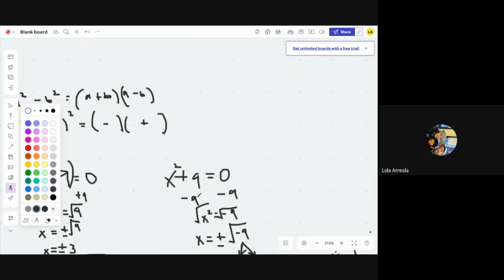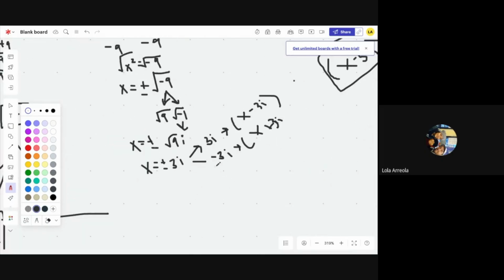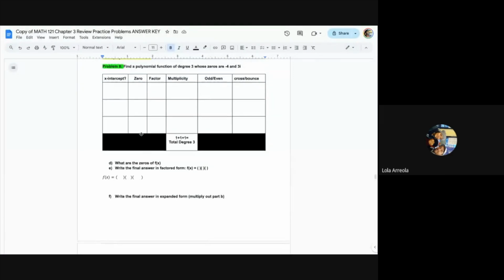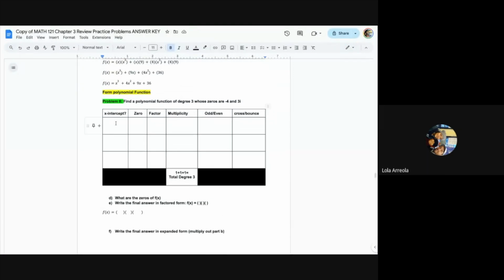X squared plus 9 gives me factors that have i's. So keeping that in mind, let's try to solve problem number 8, which is, again, very similar to problem number 5. Find a polynomial function of degree 3. So again, we know the total degree is 3, whose zeros are -4 and 3i. So right away, I know the zero is x equals -4 and x equals 3i.